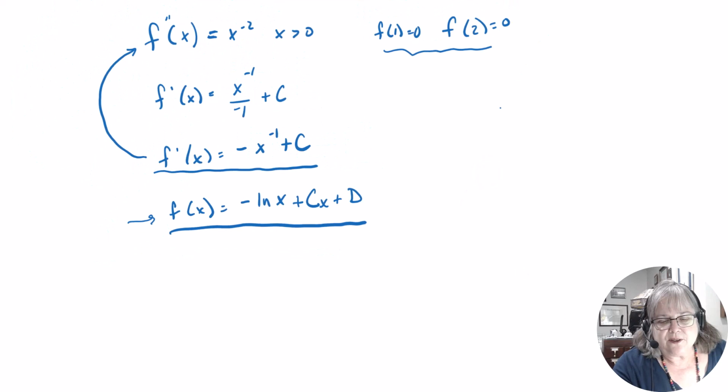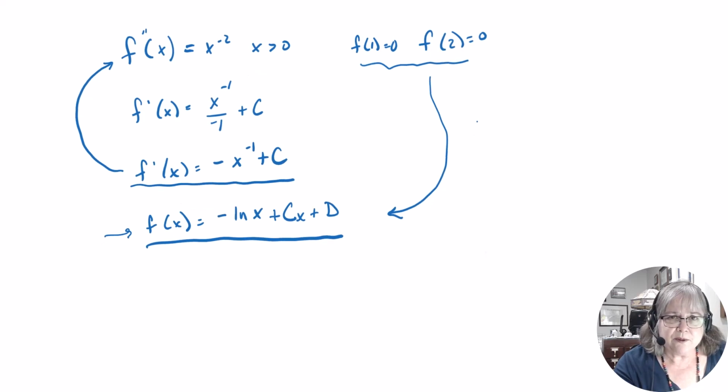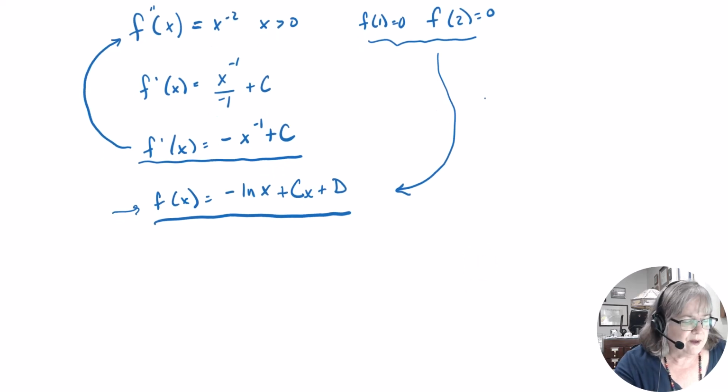Now that we have this function, the original function, and we have this negative natural log of x plus cx plus d, I've gotten as far as I can get with the approach of trying to do the antiderivative twice. I need to try to apply these. So we're going to try to apply this information into here, because they did give me two pieces of information about the original function. I have two variables in the original function. Let's see if we can work that out.